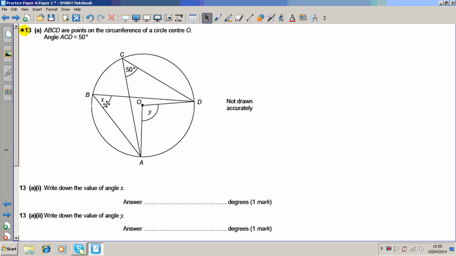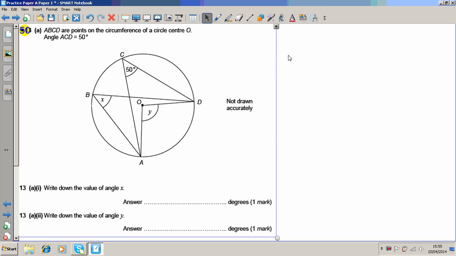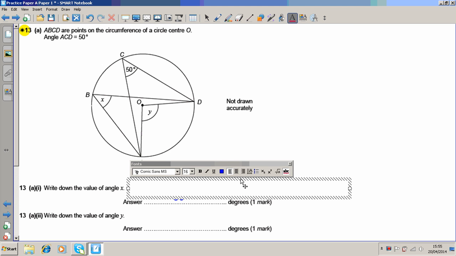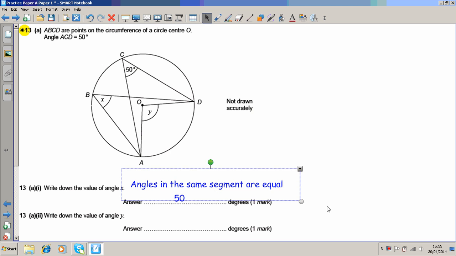So what is the value of x? Well, x and 50 are the same as each other. And that's the one that looks like a bow theorem. 50 degrees. And the real explanation rather than bow theorem is angles in the same segment are equal. Okay, so 1 mark, possibly don't need to put the reason, but I think I'll be tempted to put it in there anyway. Write down the value of y.